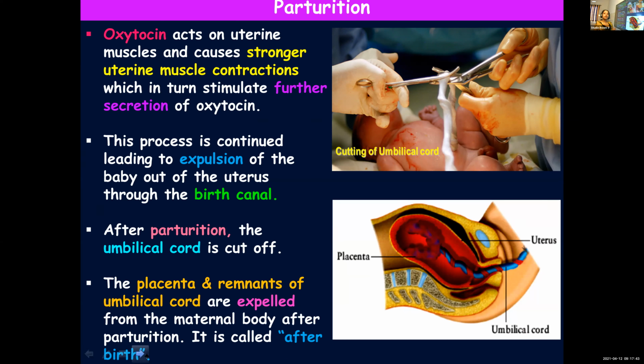The placenta was formed as a connection, a functional unit between the mother and the fetus. So after the delivery of the baby, the placenta is no longer needed. The placenta and the umbilical cord will be expelled out from the body of the mother, and you call it afterbirth. Okay.